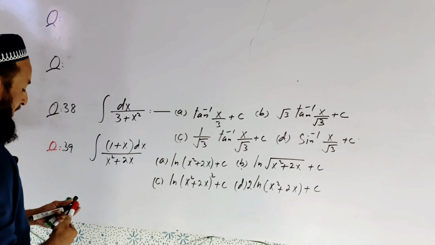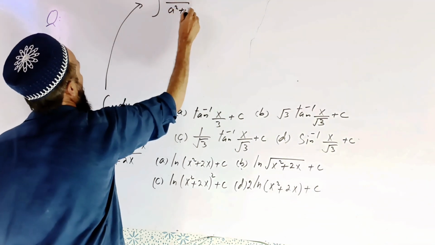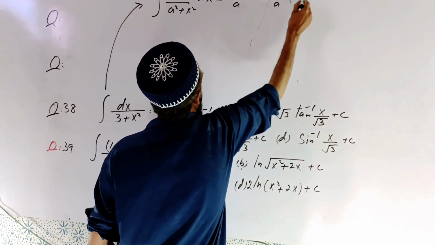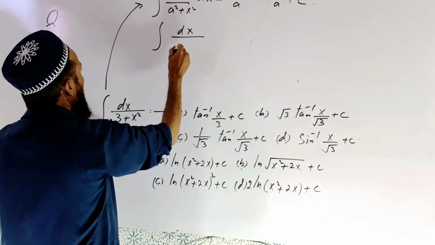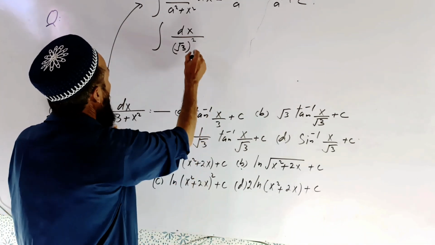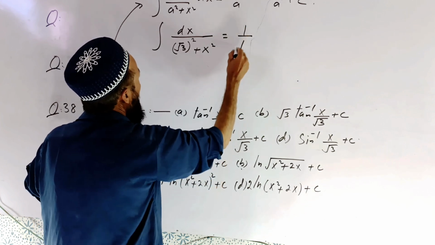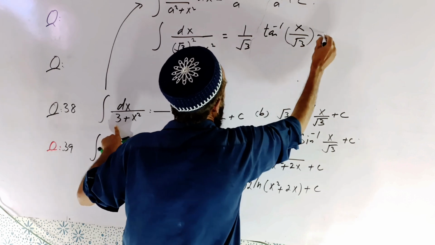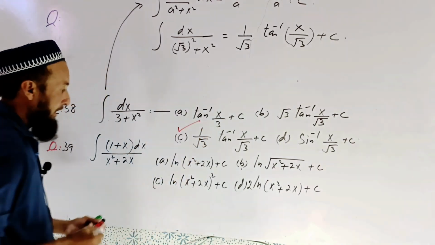Integration of dx divided by 3 plus x square. Accordingly, we know the formula for the integration of dx over a square plus x square. According to this formula, the result is 1 over a tangent inverse of x by a, plus c. We use this formula here. First of all, the value of a is not a square, so we can write it in this form. We can write root 3 whole square, and the square and the square root cancel each other. So we get 3 plus x square. Now we get the same result here. Look here, in place of a, we put root 3. This is the value of a, and the answer is 1 over root 3 tangent inverse of x divided by root 3, plus c. Now check the result here. C is the correct option.